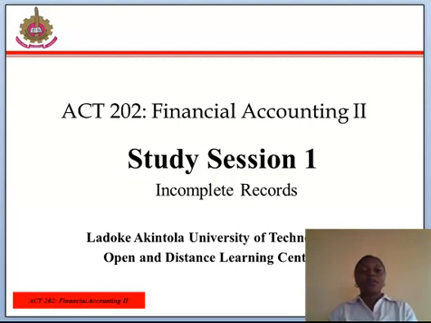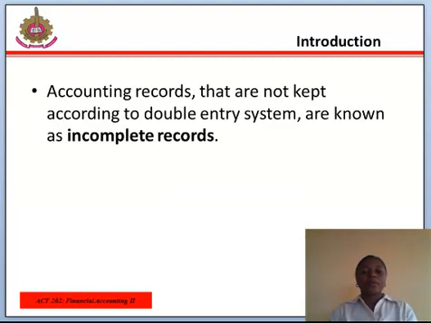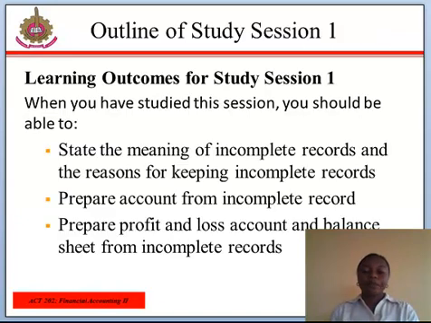This is ACT 202 Financial Accounting 2, and I'll be taking you through study section 1, that is incomplete records. Introduction. Accounting records that are not kept according to the double entry system are known as incomplete records, though some may refer to it as single entry system. This is an incorrect or unsuitable name because there is no system as defined as a single entry system. Hence, it is not a shortcut method as an alternative to the double entry system.